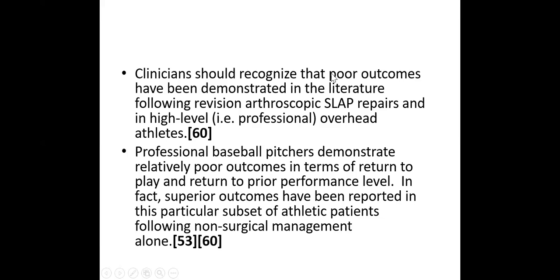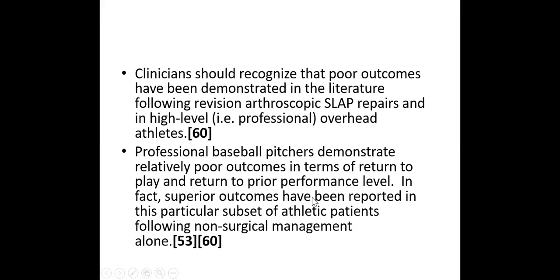Clinicians should recognize that poor outcomes have been demonstrated in the literature performing revision arthroscopic slap repairs in high level athletes, the elite professional athletes. Professional baseball pitchers demonstrate relatively poor outcomes in terms of return to play and return to pre-performance level. In fact, superior outcomes have been reported in this particular subset of the athletic population involving non-surgical management alone.